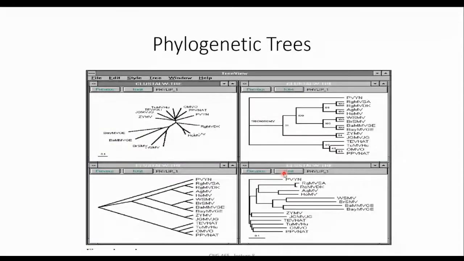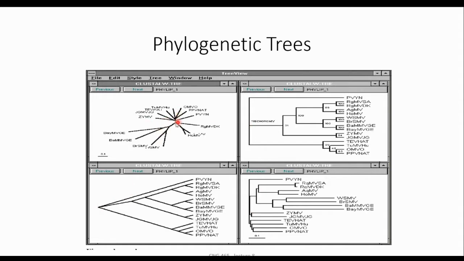There are different types of phylogenetic trees. Some of them are rooted, other ones are unrooted. Like for example, this one. This one is unrooted because we don't see where the initial point is. But for other trees, you can see that here is the initial point, here is the initial point, and also here we have an initial point which we call the root. So these are rooted ones and this one is unrooted.